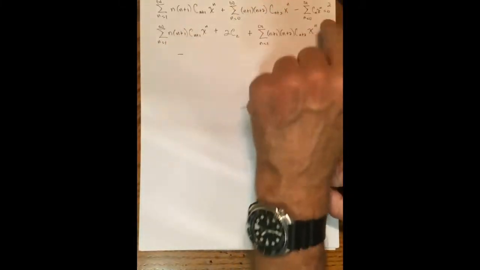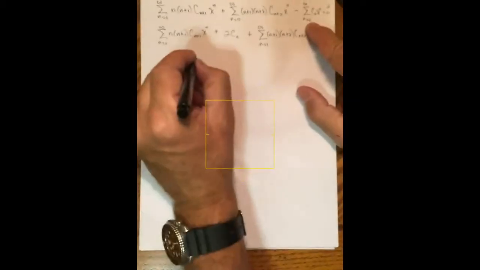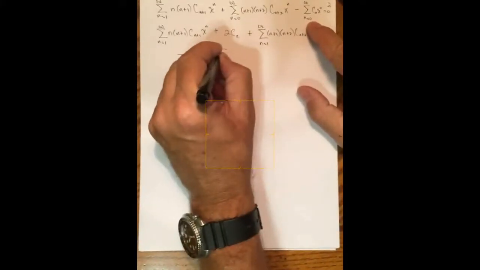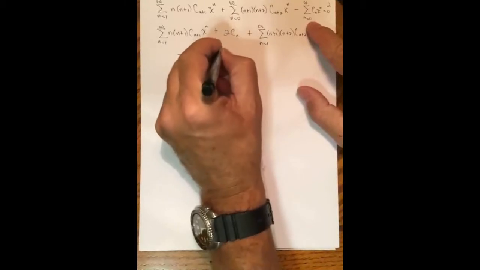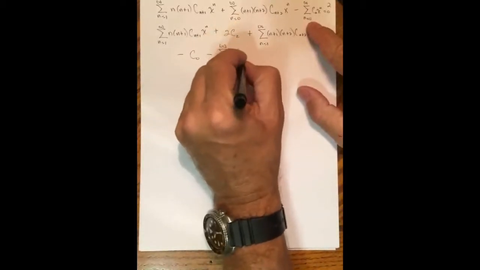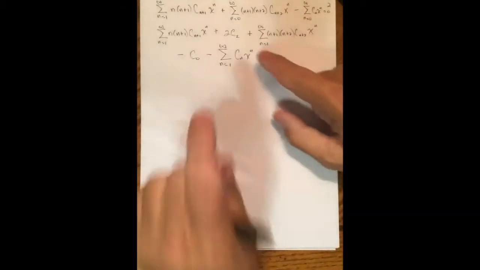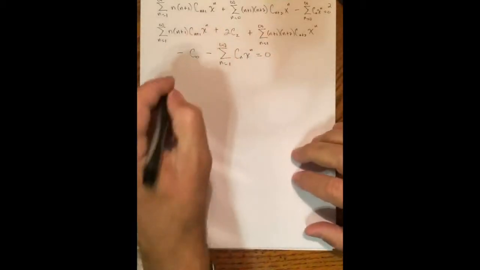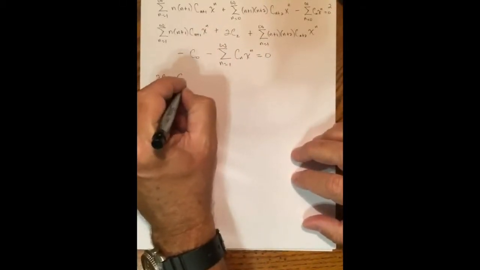Now we're going to do the same thing with this one, but now remember you've got a minus out front. So if I let n equal 0, all I get is c sub 0. And then I'll have minus, and all the rest of them begin at n equals 1. Okay, now I'm going to collect these two by themselves. So that's going to give me 2c sub 2 minus c sub 0.